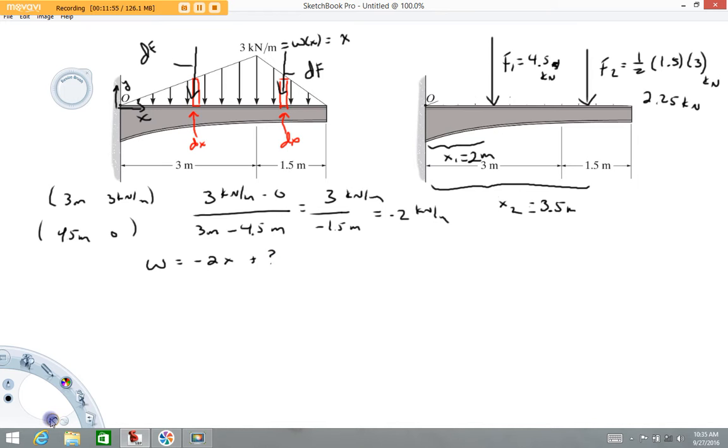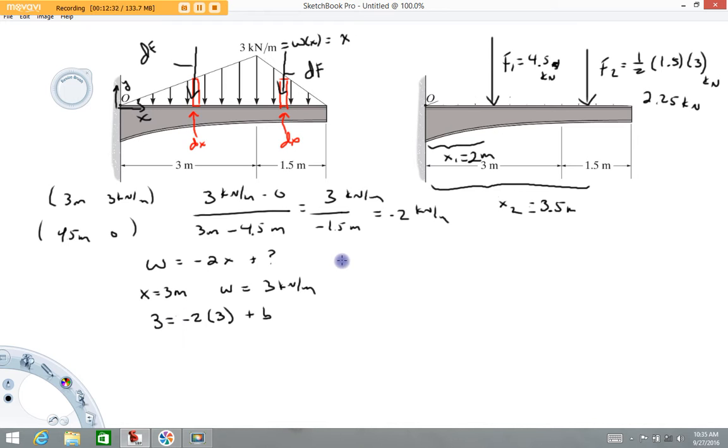I can use either of these 2 points. I know that when x is equal to 3 meters, the load density is 3 kilonewton per meter. Right? And I'm looking at my beam. If x is 3, then the load density above that is 3 kilonewton per meter. I'm going to leave the units out just to make this a little easier. So this is 3 equals minus 2 times x, which is 3, plus my intercept. I'm just going to put b there for my intercept, just like y equals mx plus b. So that's a minus 6, added to the right. We get a 9 out of that.